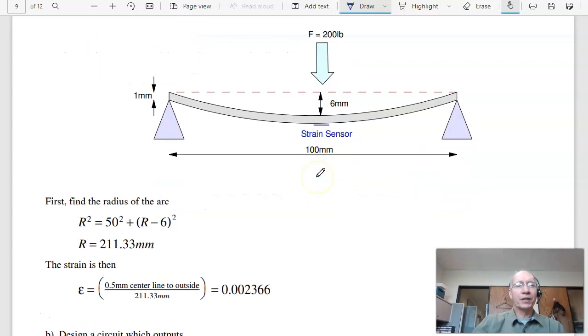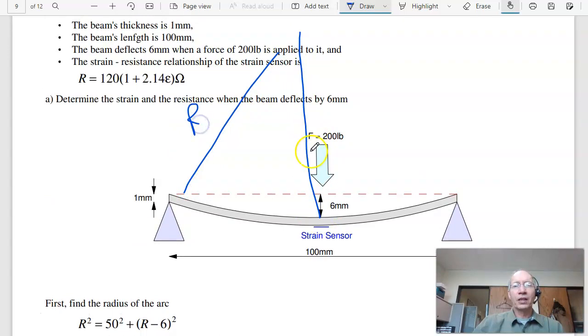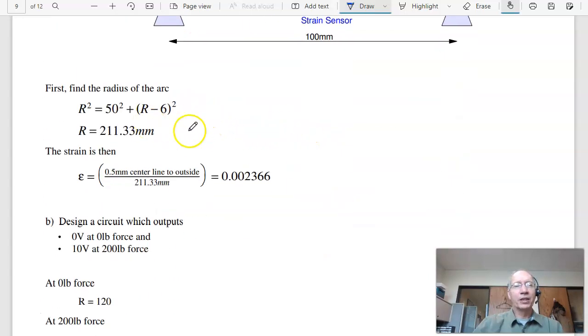The first step is to find the strain. This is a circle. So again, I've got a circle with radius r. This distance is 6. This is r minus 6. And this is 50 millimeters. I've got a right triangle. So r squared is 50 squared plus r minus 6 squared. Solve for r. R is 211.33 millimeters.